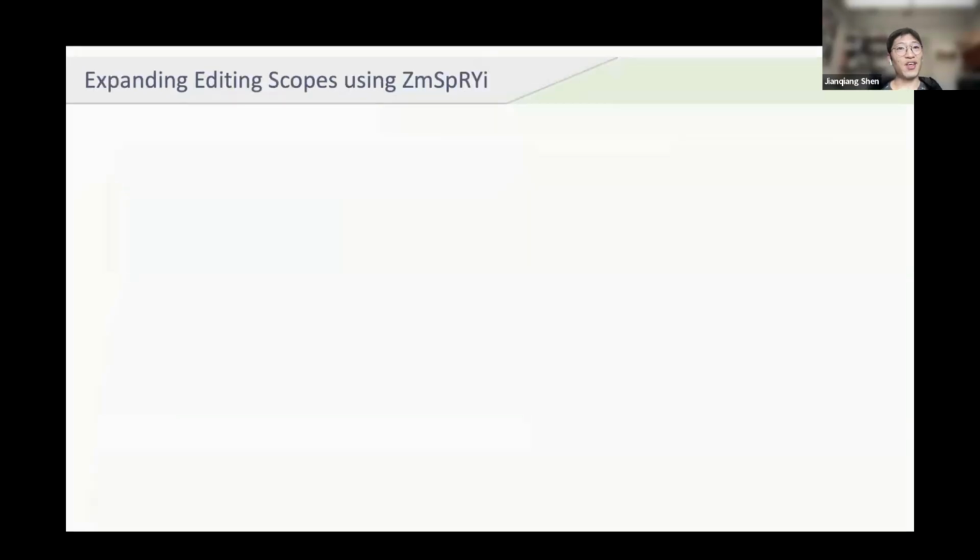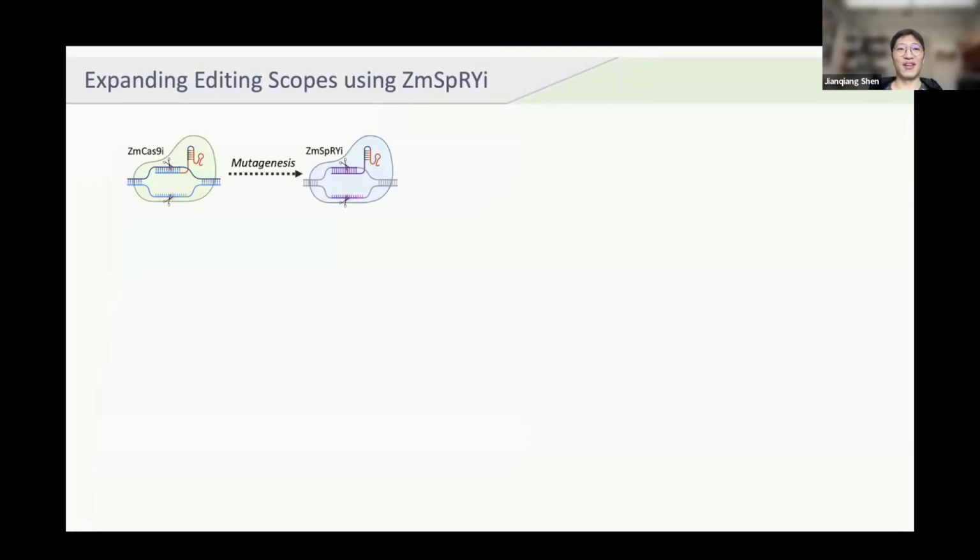And after that, we are thinking of using different nucleases to at least expand the editing scope. So we are thinking of different options like Cas12, Cas9 variants, and etc. We found that Sprite might be a better option for us.